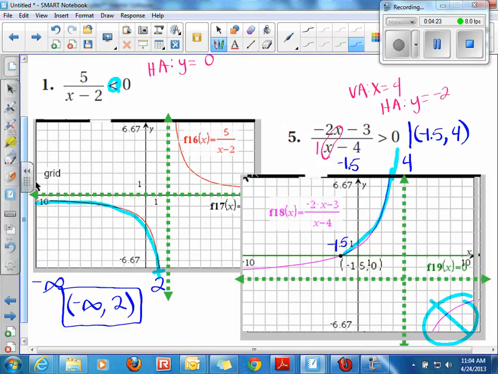So these are the answers. This is the answer in interval notation. If you want to write that in set notation, negative 1.5, not included, so just less than x, less than 4, because neither one is included. So either of these methods for writing the answer are correct.